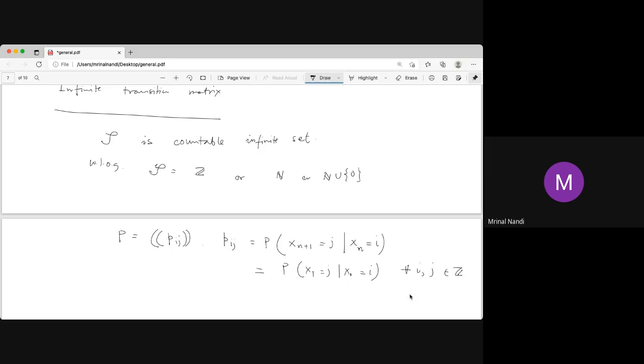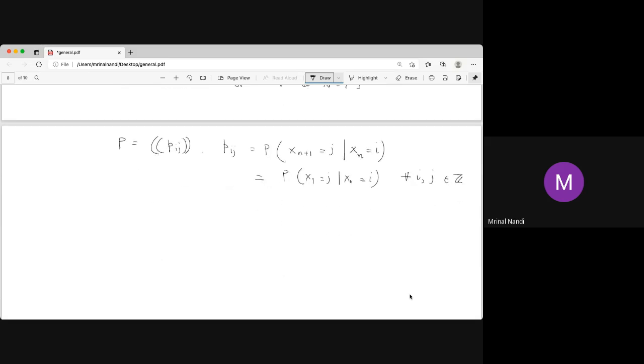And how do you define addition of two infinite matrices? Is it element-wise? P plus Q: the ij-th element of P plus Q is p_ij plus q_ij. And what will be the product then? We know how to get the product in the finite case. Take the i-th row and the j-th column, and take the dot product. Similarly, for the infinite matrix, the same thing.